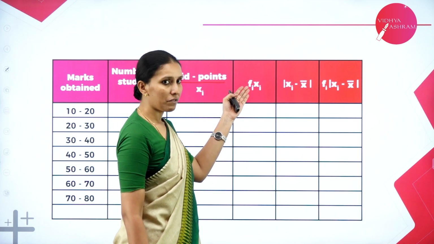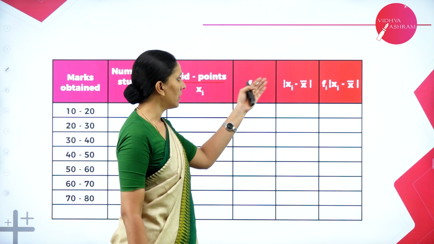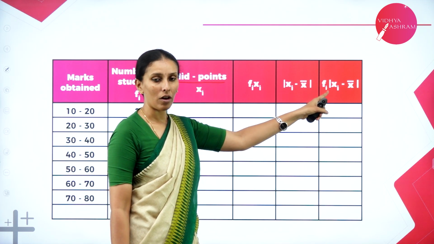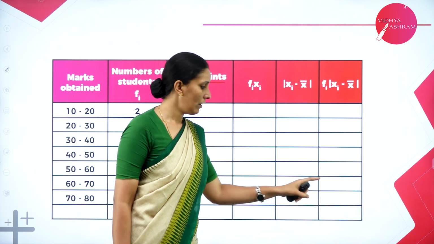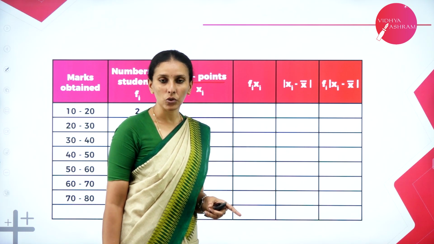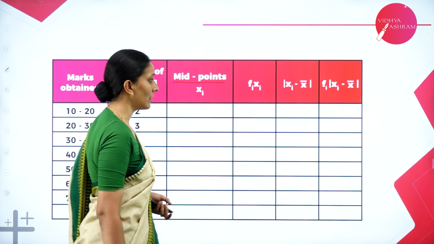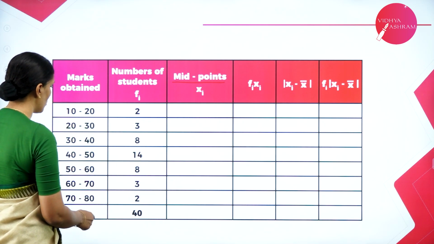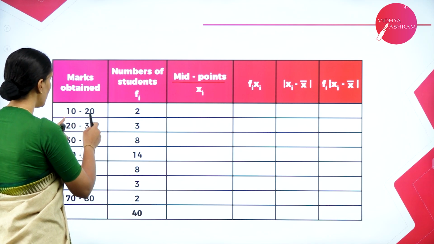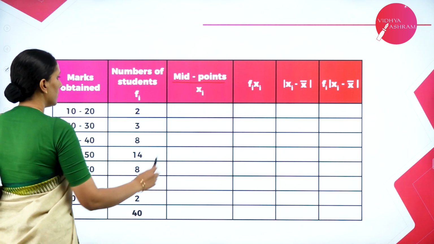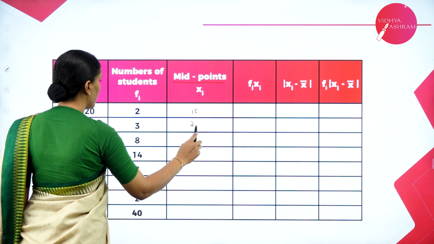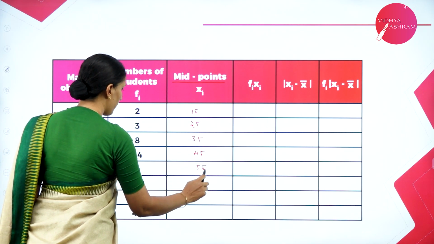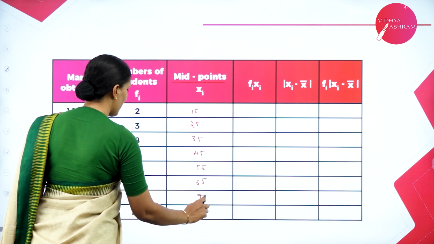To calculate the mean, we need the fi xi column. Next, to calculate the mean deviation, we need xi minus x bar, and the final column fi into the modulus of xi minus x bar. We'll take the summation, divide by the total number of observations, and hence we'll get the mean deviation. Now first let us write the midpoints of all these class intervals. So clearly you can see 10 to 20, so the midpoints are 15, 25, 35, 45, 55, 65, 75.